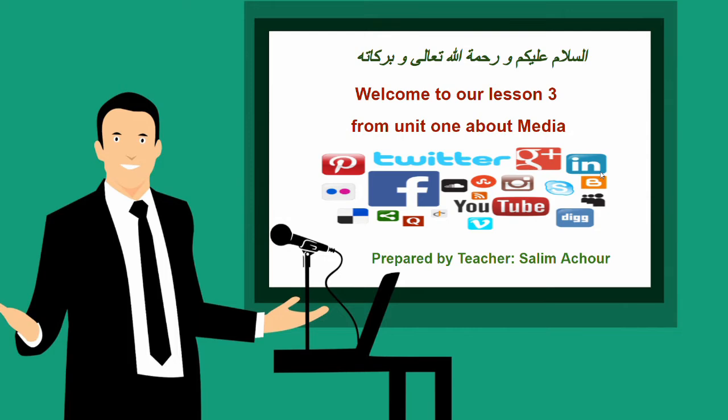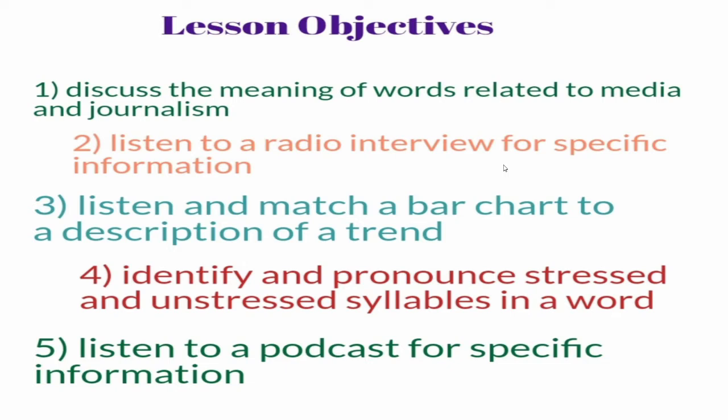Welcome to our lesson 3 from Unit 1 about media. So lesson objectives. 1. Discuss the meaning of words related to media and journalism. 2. Listen to a radio interview for specific information. 3. Listen and match a bar chart to a description of a trend. 4. Identify and pronounce stressed and unstressed syllables in a word. 5. Listen to a podcast for specific information.